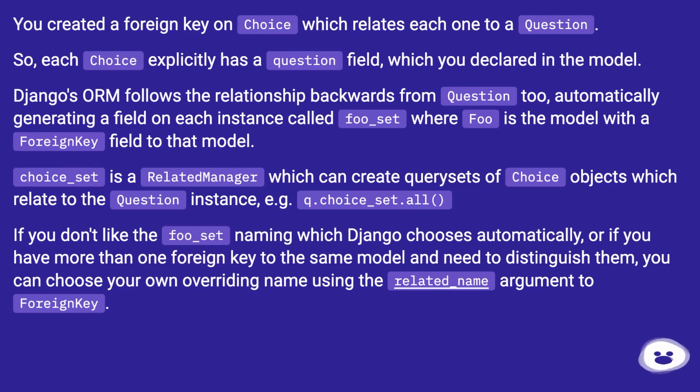choice_set is a related manager which can create querysets of Choice objects which relate to the Question instance, for example q.choice_set.all(). If you don't like the foo_set naming which Django chooses automatically, or if you have more than one foreign key to the same model and need to distinguish them, you can choose your own overriding name using the related_name argument to ForeignKey.